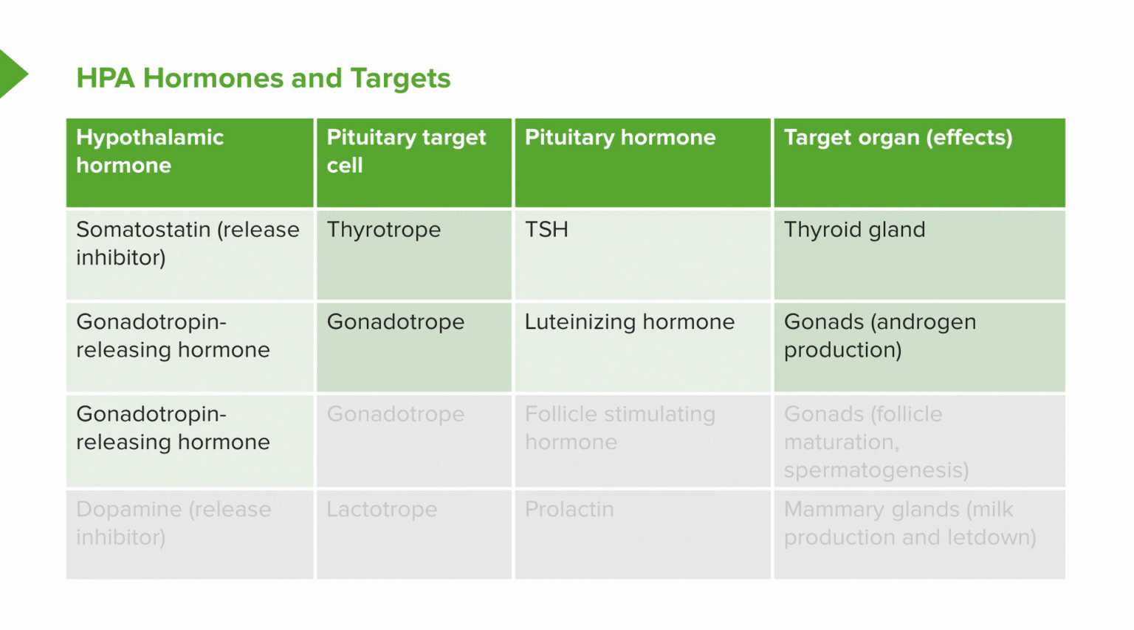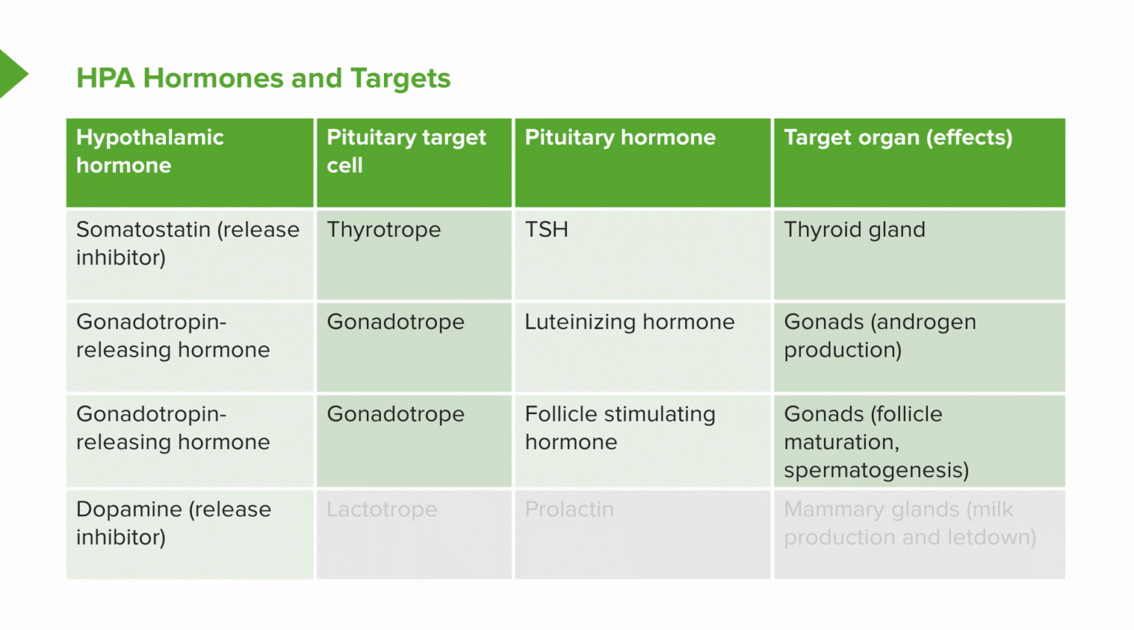GRH also does one other thing. It also releases follicle-stimulating hormone, or FSH. That too helps maturation processes occur in the gonads, things like follicle formation and spermatogenesis.